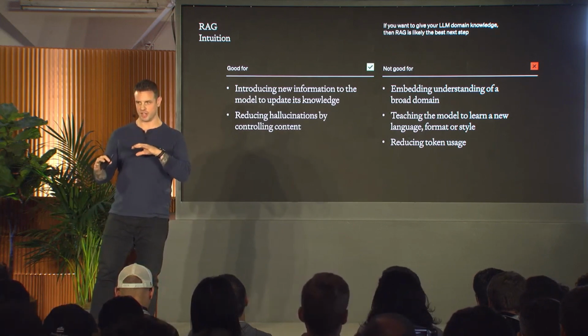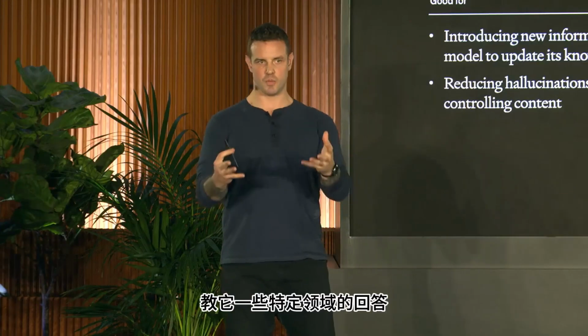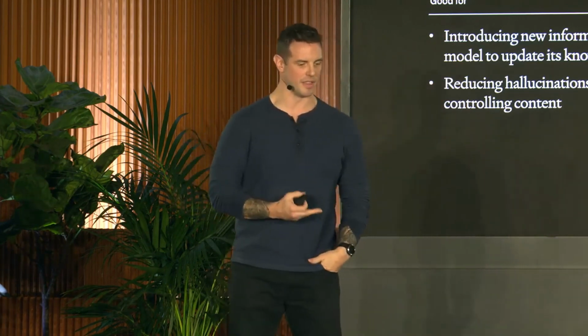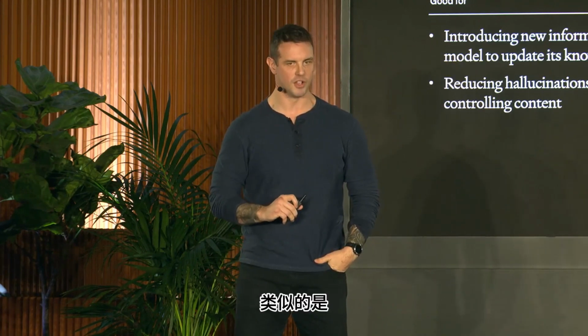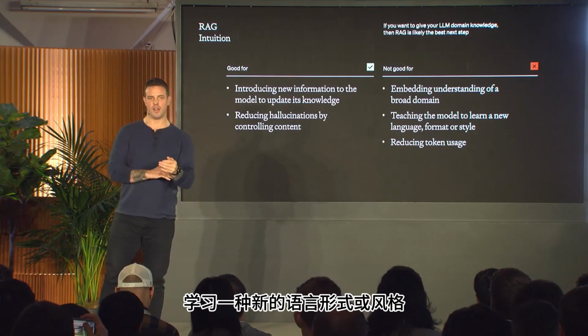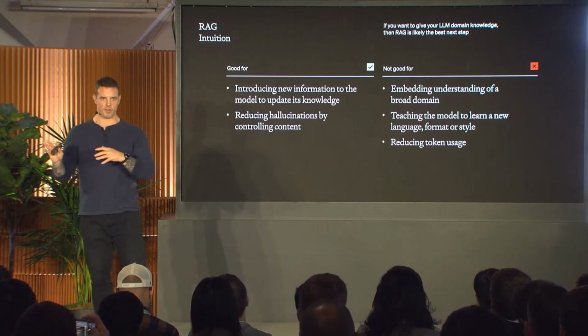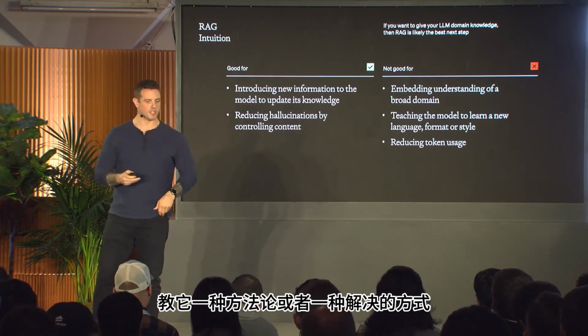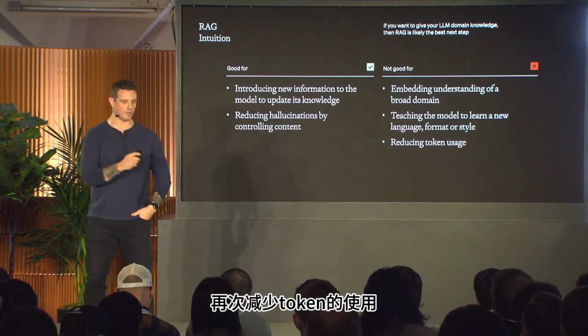What it's not good for, as I alluded to, is embedding understanding of a broad domain. Currently, retrieval augmented generation will not allow you to teach the model what law or medicine is. Unfortunately, that's not one of the things that retrieval augmented generation will let you do. Similarly, teaching the model to learn a new language, format, or style is probably where you're more in the fine-tuning realm, where you're trying to teach it a methodology or a way of approaching solving the problem.